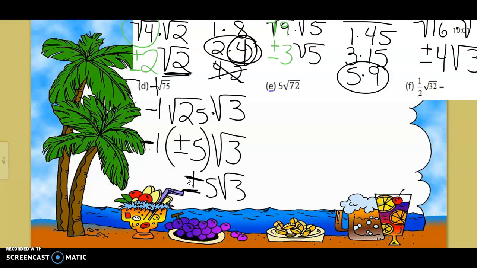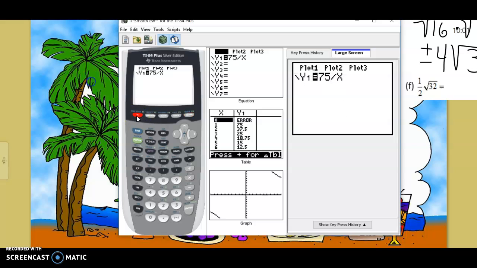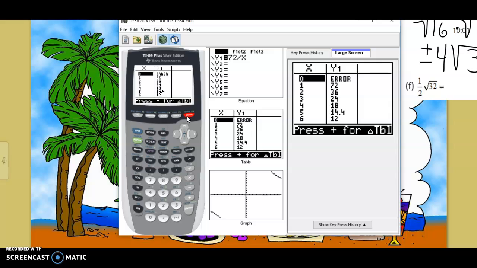Next up is 72. So I go right to the calculator because I don't really feel like trying to factor that. I go y equals. I have 75 in. Let's change it to 72. I press second graph. And I see all the factors of 72. 1 and 72, 2 and 36, 3 and 24, 4 and 18, 6 and 12. Did I say a perfect square? Did you hear it? Did you recognize it?